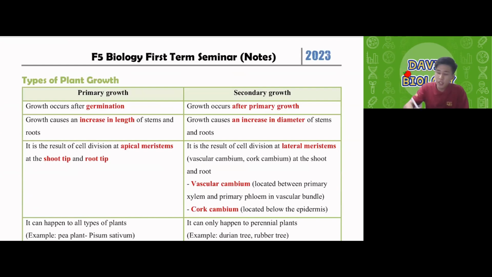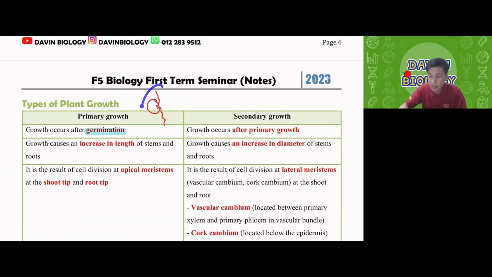So difference, primary, secondary growth. Of course, when does it occur? Primary growth occurs after germination, meaning when the plant germinates, you start the primary growth. So when the seed germinates, it will start to grow the roots, grow the shoot, like what we just did in chapter 5. The seed germinates, the shoot goes up, root goes down. So that's primary growth, increase the length.